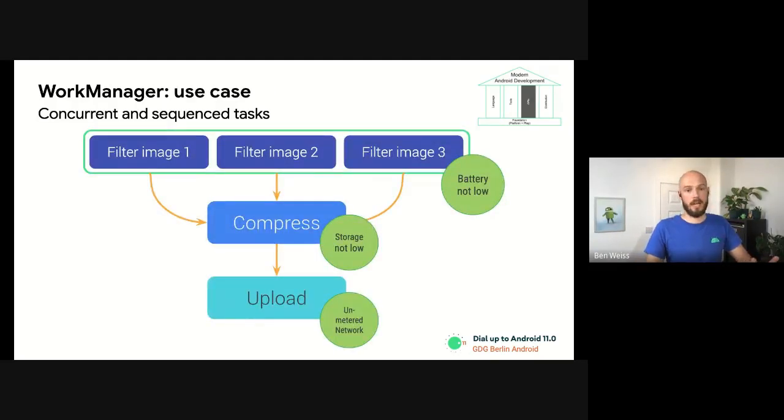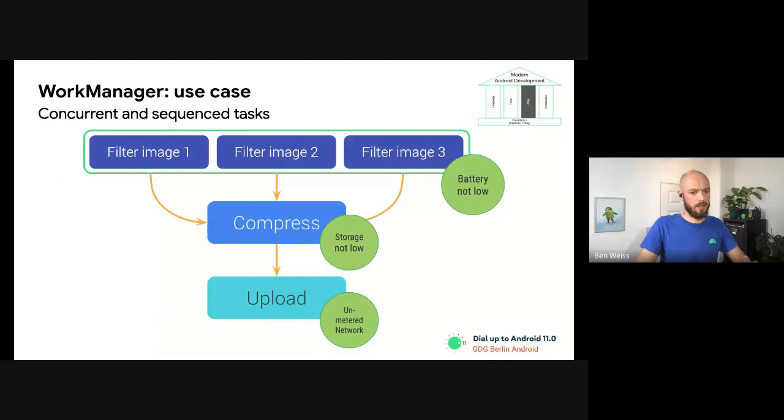Like I just said, you could have tasks that are in parallel. So if we take a look at this, this would be three image filters that are going on. And in this case, we want to make sure that the battery isn't low, because this is battery intensive. We want to make sure there is enough battery for this to happen and it doesn't run out of battery, because that would be bad for the user. Then after that, if there's enough storage available, we compress the data onto the device. And afterwards, in this chain, we're uploading the data for these images to our server. That all works on an unmetered network, because that's the constraint that we set here.